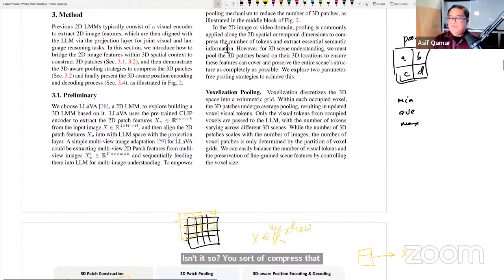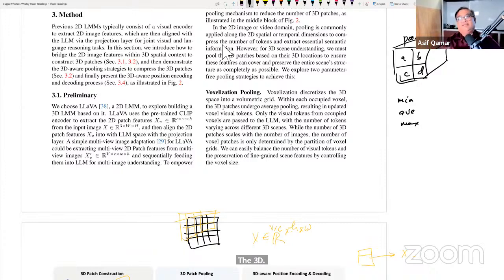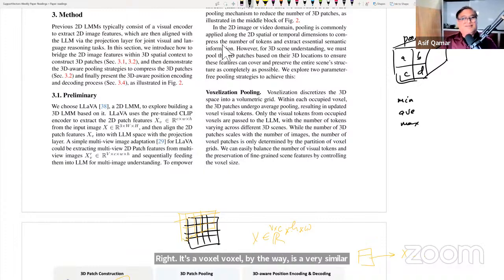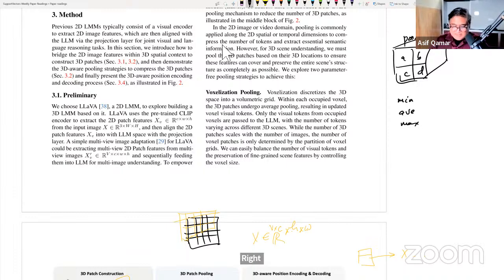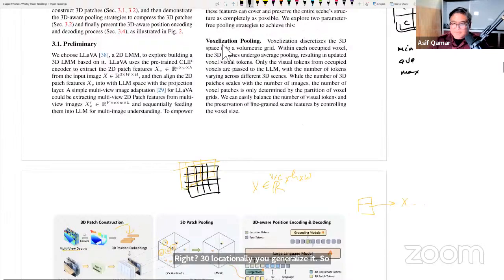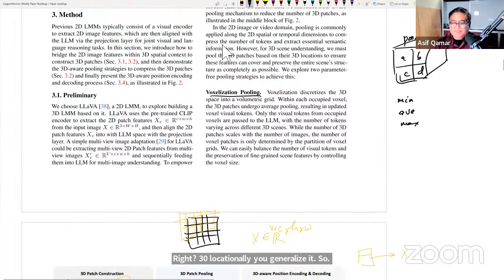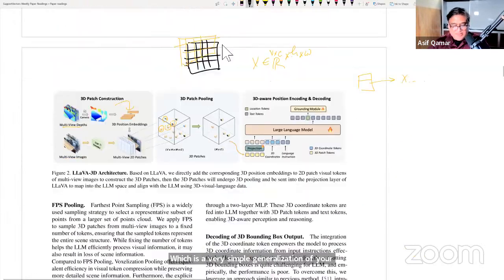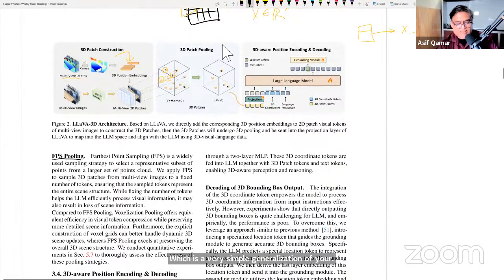So now can I generalize this in 3D? It's a voxel. Voxel, by the way, is a very similar, very obvious generalization of a pixel. 3D locationally, you generalize it. So you can do voxel pooling, which is a very simple generalization of your standard pooling, or you could do FPS pooling, a farthest point sampling pooling. What in the world is that? I'll give you a very simple intuition on what it is.